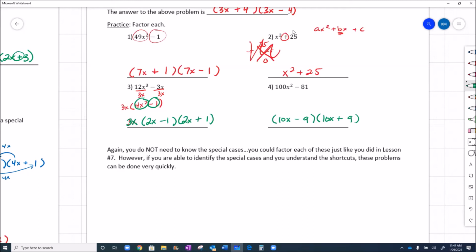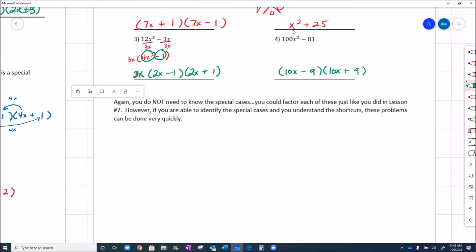Again, you don't need to know these special cases. You could factor each of these out like you did in lesson 7. However, if you're able to identify these special cases and you understand the shortcuts, these problems can be done very quickly. Just driving that home really quickly. If we had a problem, let's say, for instance, 4x squared minus 25, and we were not familiar with the shortcuts.